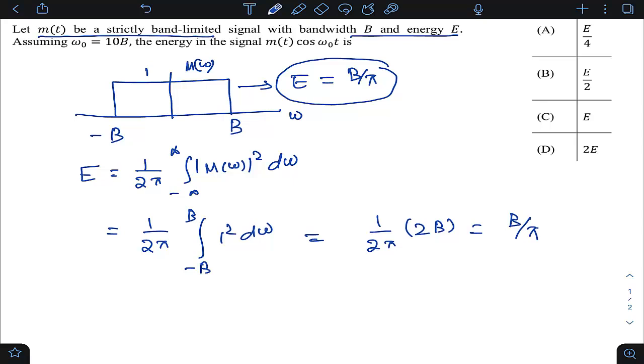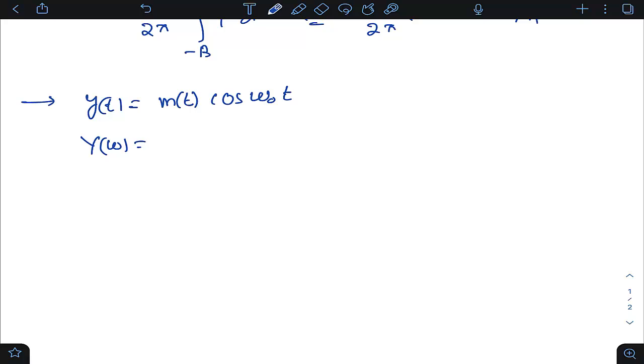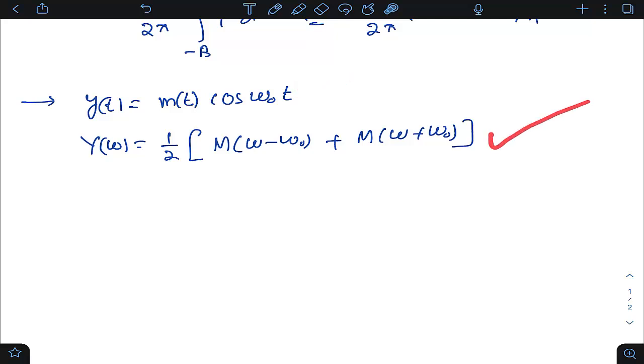Now we have to calculate the energy of this signal, provided omega naught equals 10B. So how do you find it? Let us say that y(t) is m(t) into cos(omega naught t). What is Y(omega)? This is nothing but the modulation property, given by half of M(omega minus omega naught) plus M(omega plus omega naught). This is the standard modulation property. This is the time domain equation, and this is the corresponding frequency domain equation.